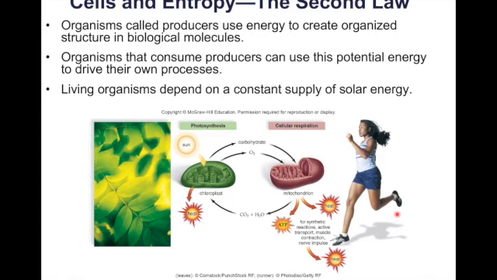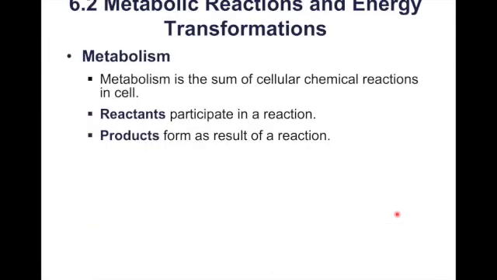So organisms, producers, use energy to create organized structure, right? They are creating structure when they make the carbohydrates. But then other organisms called consumers eat these guys. They use their potential energy to drive their own process. So they depend on that constant supply of solar energy to keep that whole process going.